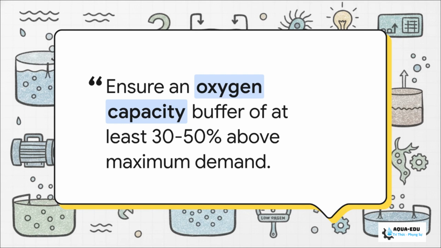Okay, here is the absolute most crucial takeaway I want to leave you with from the source material. It's the golden rule. Always design and operate with a 30 to 50% oxygen capacity buffer. You simply cannot run your blowers at 100% capacity every single day. Because guess what? When that unexpected COD shock hits, or when those hot summer temperatures lower the oxygen solubility in the water, you will have absolutely zero reserve left to save your biology.